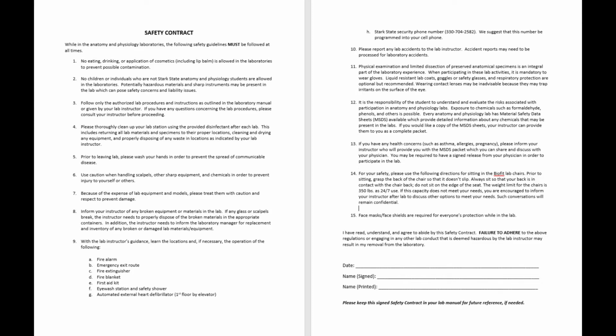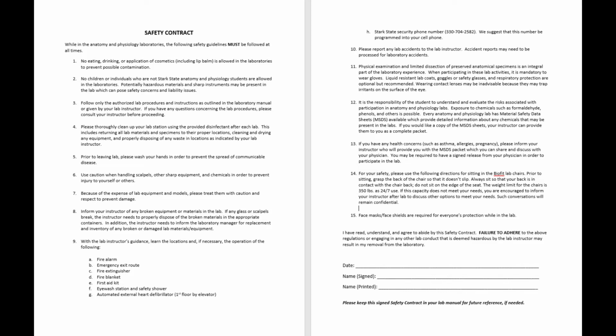G. Automated external heart defibrillator, which is located on the first floor by the elevator. H. Stark State security phone number 330-704-2582. We suggest that this number be programmed into your cell phone. 10. Please report any lab accidents to the lab instructor. Accident reports may need to be processed for laboratory accidents.